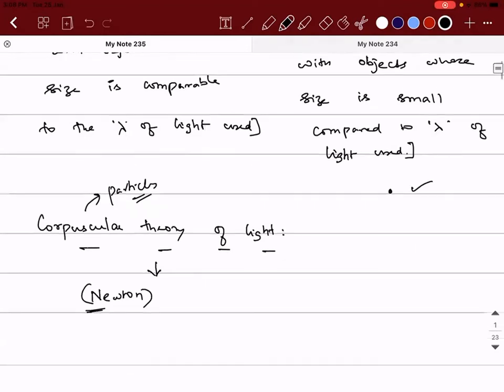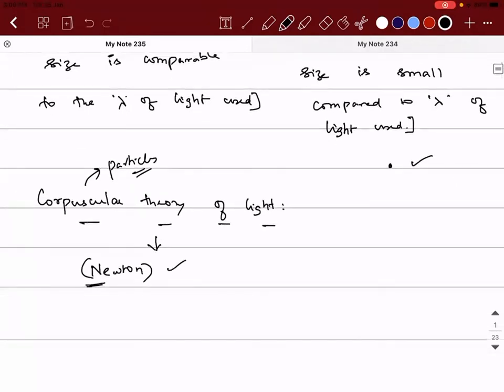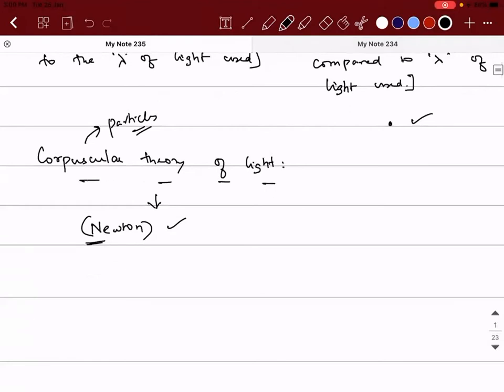When Newton proposed it, he was a very big scientist, so people started believing him. There was no counter for his statement. They started believing yes, it had particle nature. But there came another scientist named Huygens, or some people call him Huygens. What he told is light did not possess particle nature, rather it had wave nature associated with it.